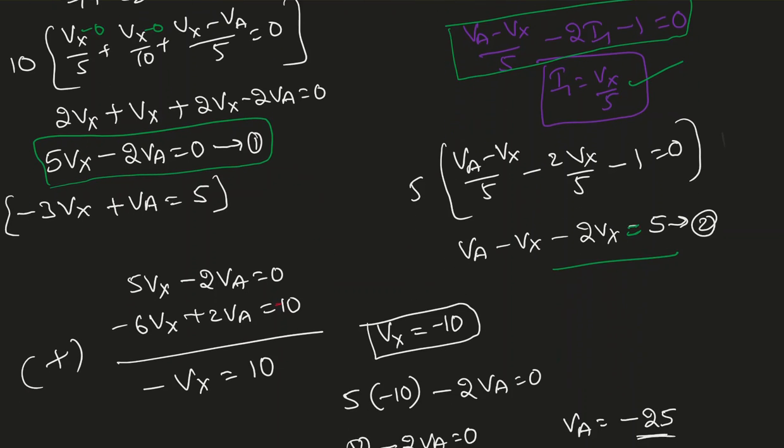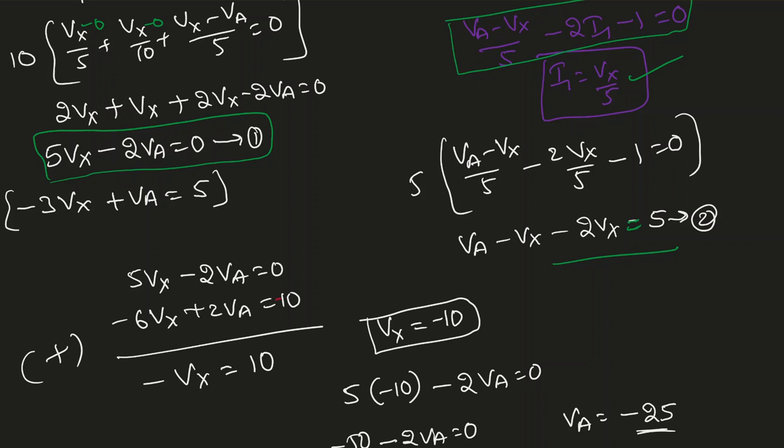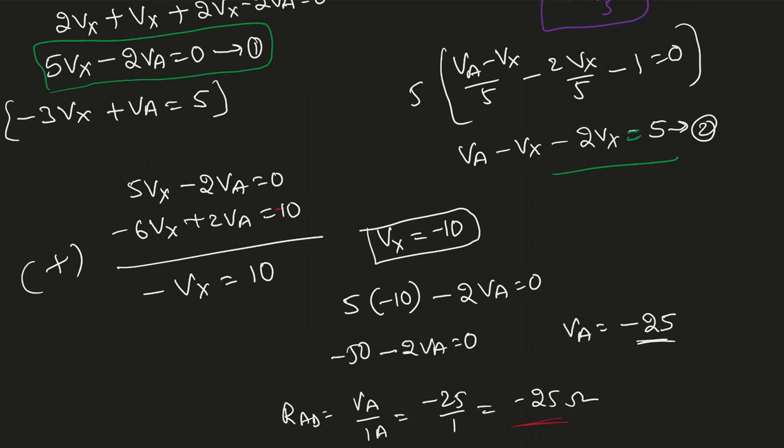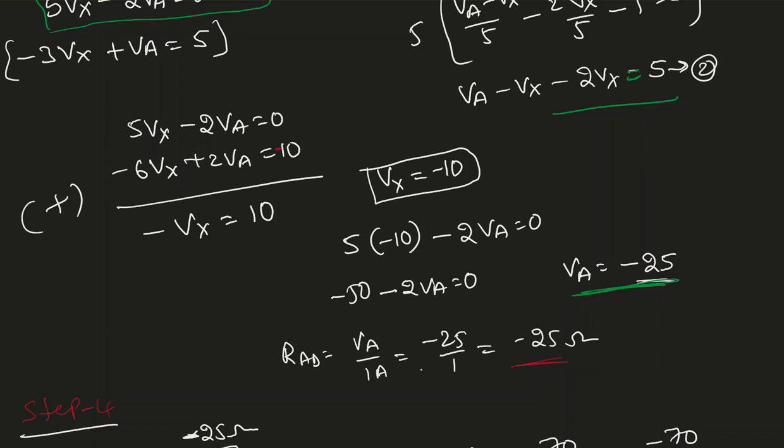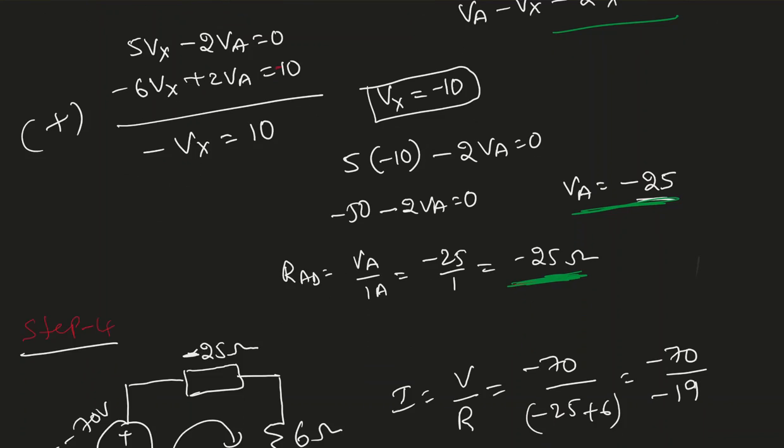Now I'm going to solve those two equations, equation 1 and 2. I end up with Vx equal to negative 10 and VA equal to negative 25. So my RAB equal to VA over 1, which is negative 25. Basically what is happening here: usually we do not have negative resistance, but in this case I end up with a negative value, a negative resistor. That indicates that whatever that element is, it is supplying energy all the time as long as there is an external source, or whatever the dependent source is. So that is the reason I have a negative resistance.